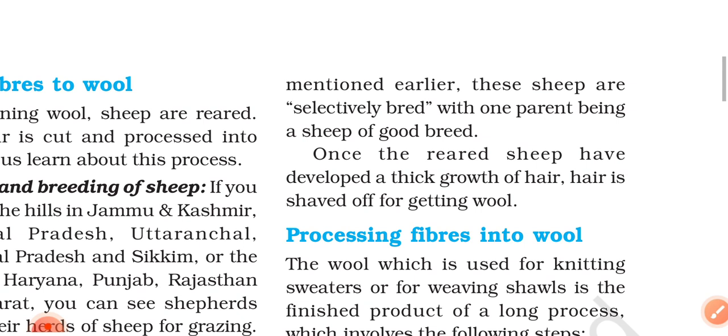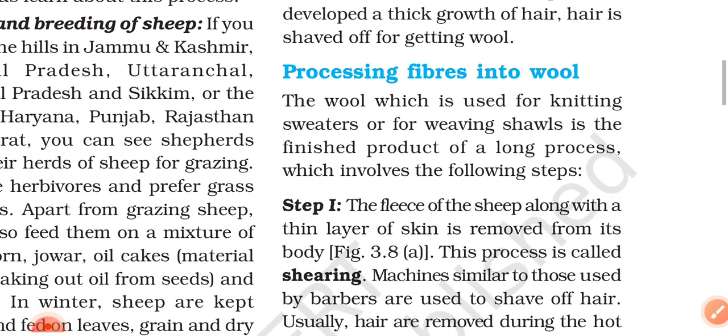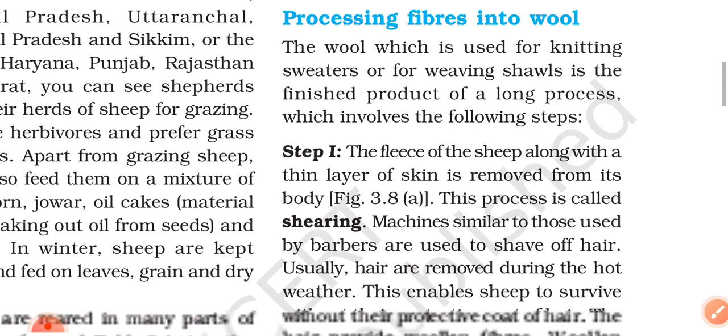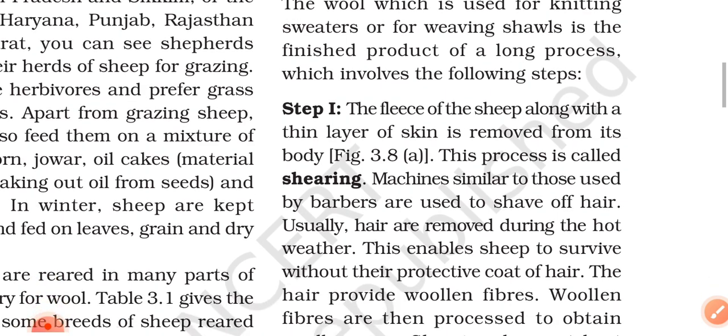Once the reared sheep have developed a thick growth of hair, it is shaved off for getting wool. Processing fiber into wool: the wool, which is used for knitting sweaters or weaving shawls, is the finished product of a long process which involves the following steps.